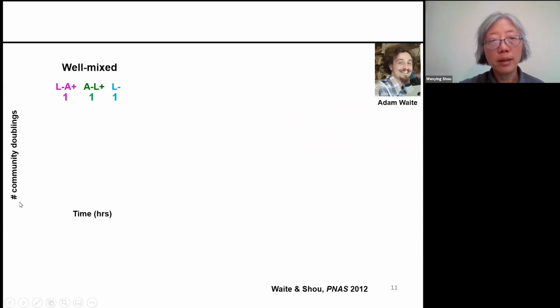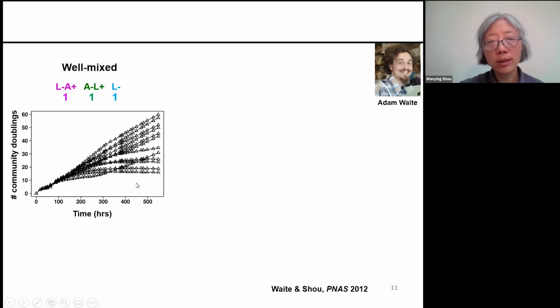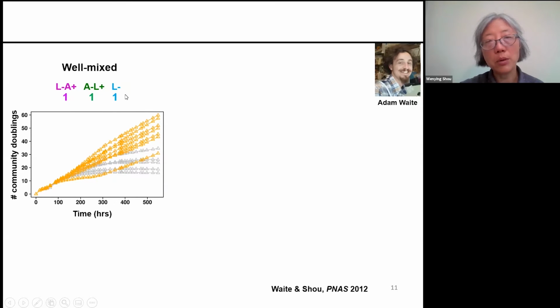So now I'm showing you the number of community doublings as a function of time. If the community is growing exponentially, the number of doublings will increase linearly with respect to time. What we saw is a quite heterogeneous outcome. All these communities start from the same master mix. Orange-colored communities grow fast, while gray-colored communities grow slowly. And because we can use a flow cytometer to distinguish these three strains, we analyzed the outcome at the final time point. We found that fast-growing communities were dominated by cooperators, while slow-growing communities were dominated by cheaters.